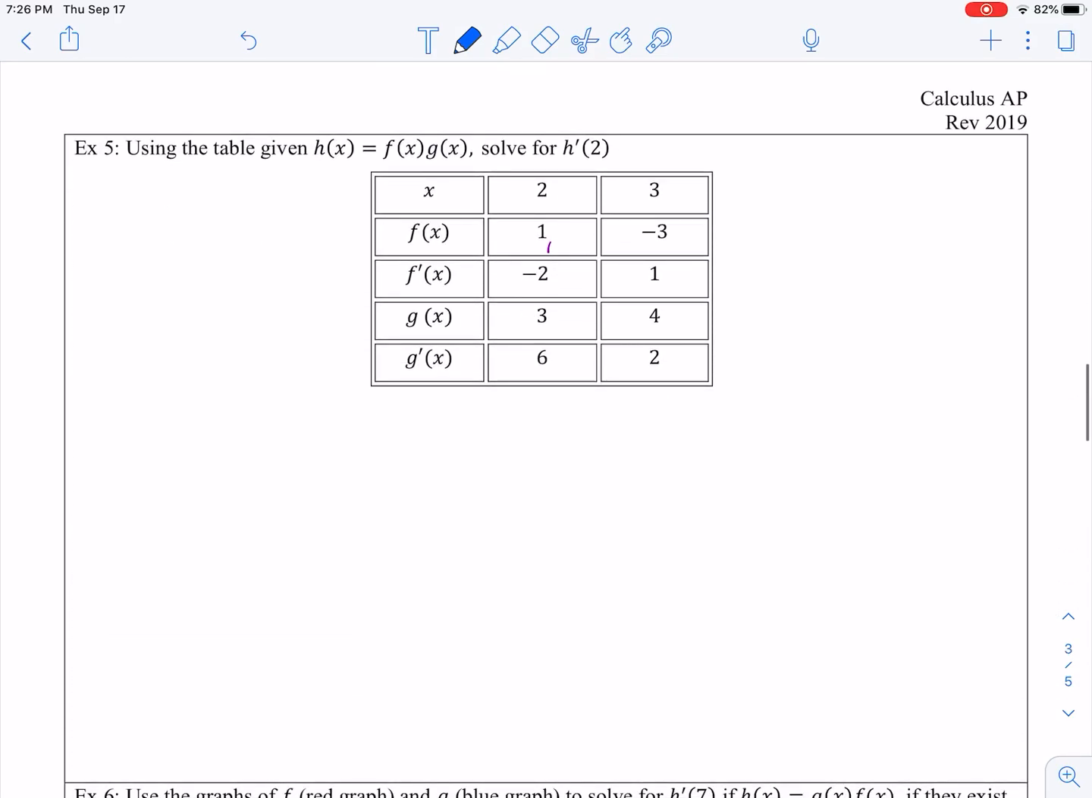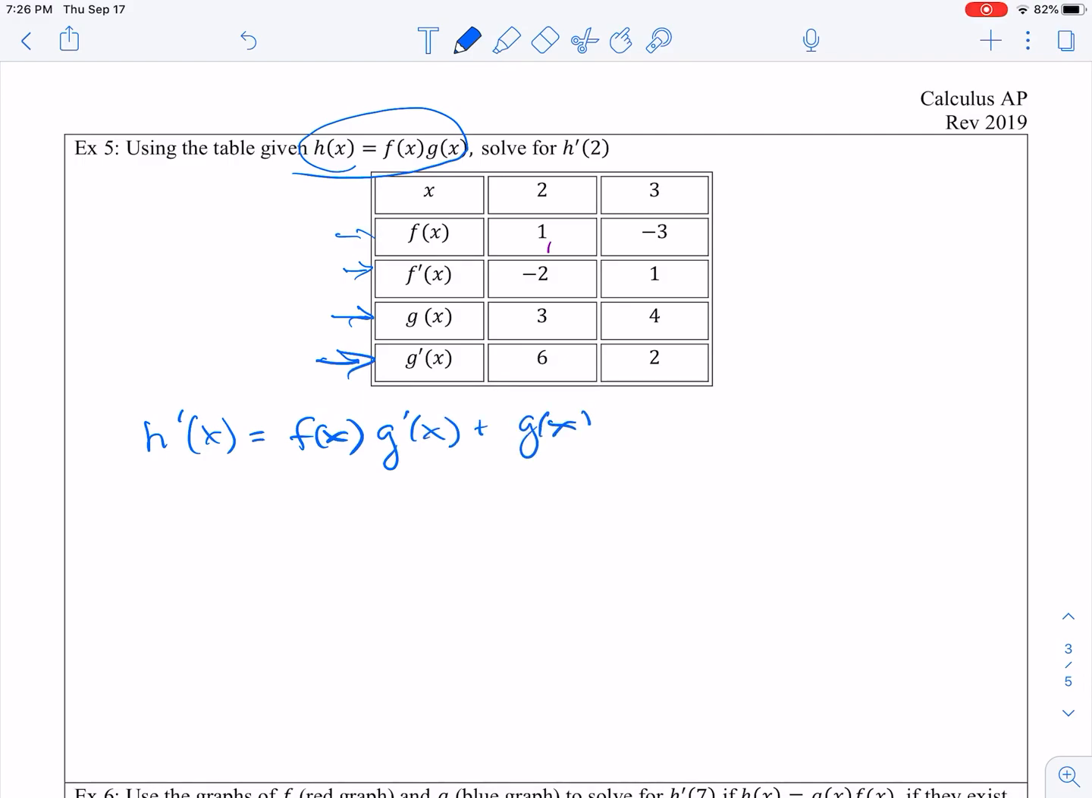They give you a chart. You've got f of x, its derivative, g of x, its derivative. And there's values for them. We don't know exactly what the function is, but we know. And they told us that h of x is the product of f and g. So what you do to find h prime first is the first times the derivative of the second plus the second times the derivative of the first. And then you fill in the values. And I write this out so that I don't forget anything.